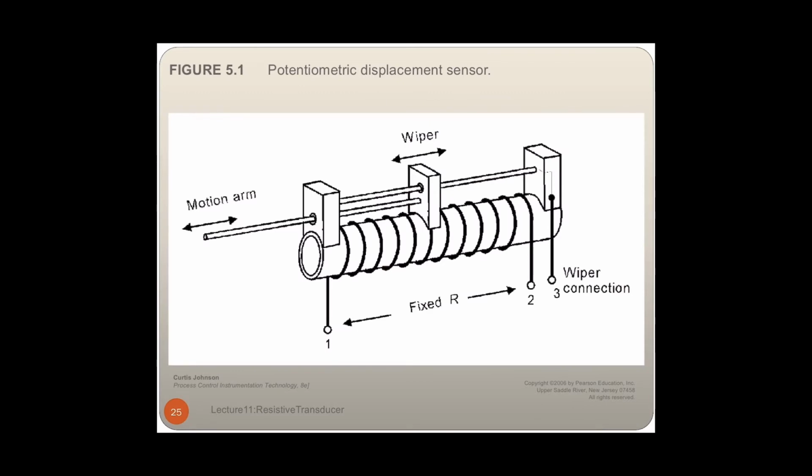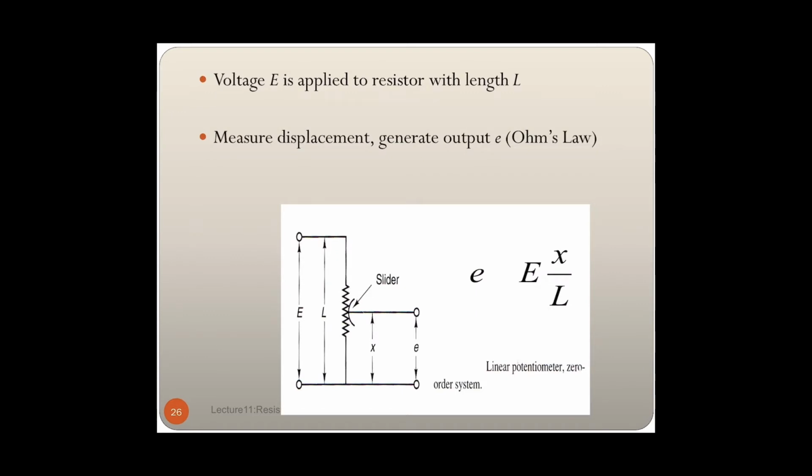Applying the same concept, the potentiometer has a fixed resistance value which represents the total resistance. The movement of the wiper depends on the movement of the motion arm, which is linked to a probe. Thus, the position of the wiper determines the resistance value. The same equation can be simplified to measure displacement.